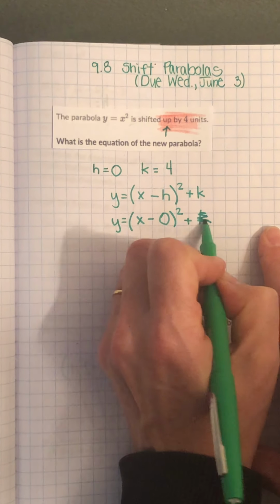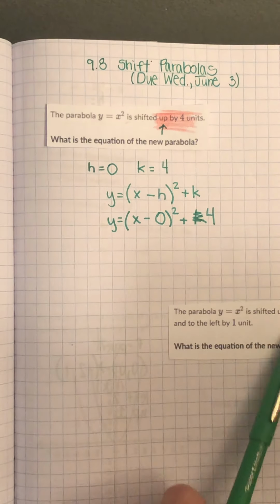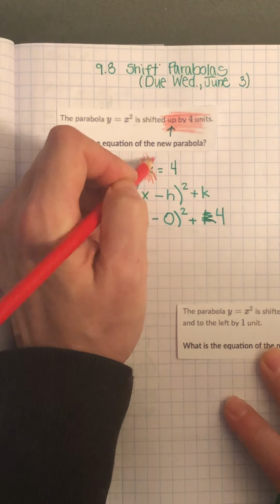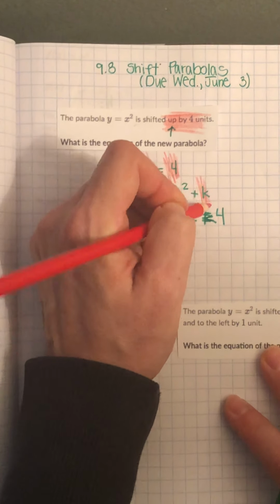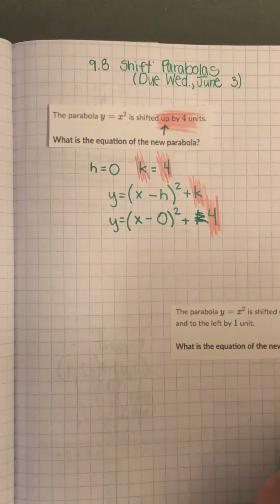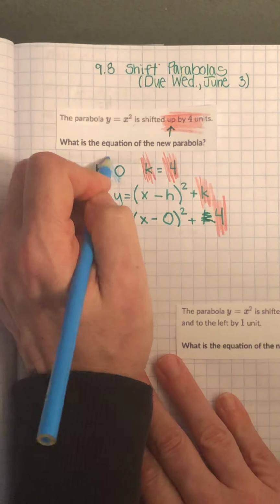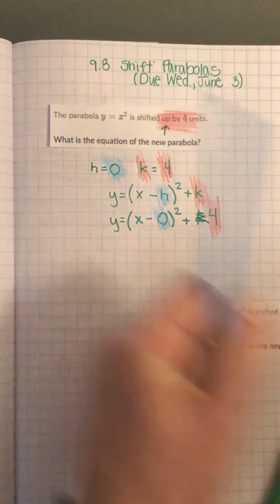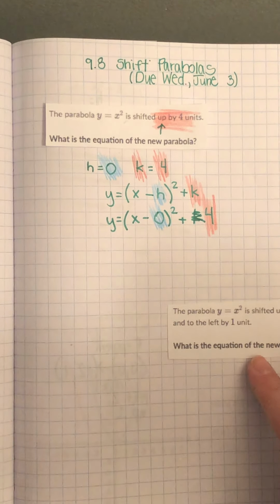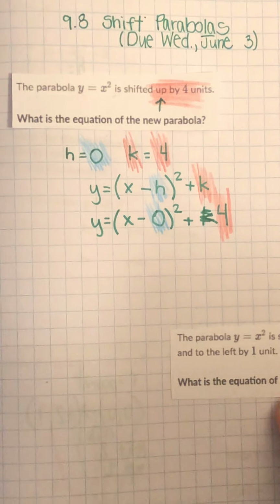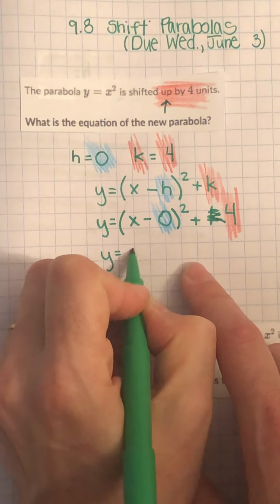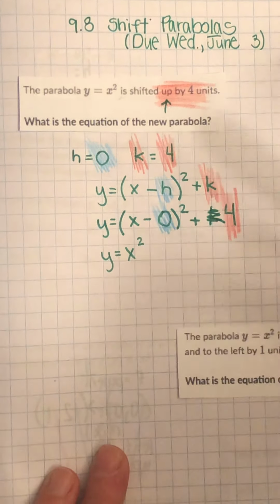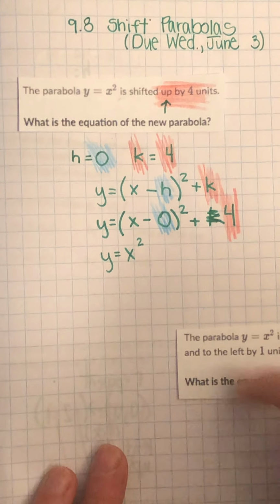Again, my k is equal to 4. There's my k. So I'm going to sub in 4. And then the same thing for h. H didn't change, so h is still 0. And that's what I put in there. Otherwise, you can just ignore it if you get comfortable with this stuff. So let's clean it up. We don't need the parentheses or that 0, because if you subtract 0 from anything, it doesn't change the value. And then plus 4.